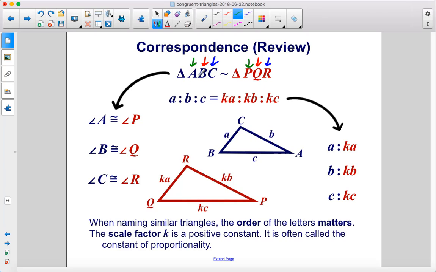So the first side, A, is going to correspond with this side, P, here. But you could also say that that's KA because you take a constant of proportionality, the scale factor K, and multiply it by A to get side P. You multiply K times B to get KB, and you multiply it times C to get KC. The scale factor K is a positive constant. It's often called the constant of proportionality.